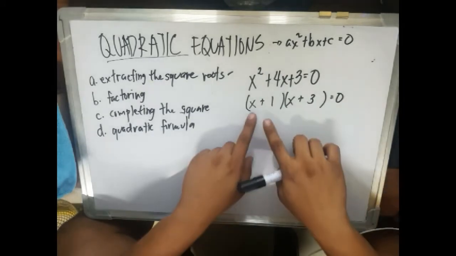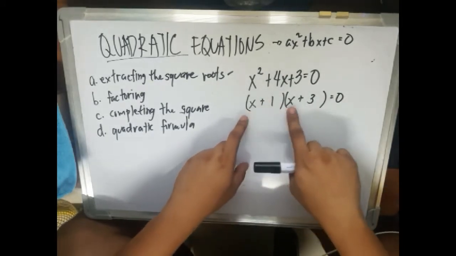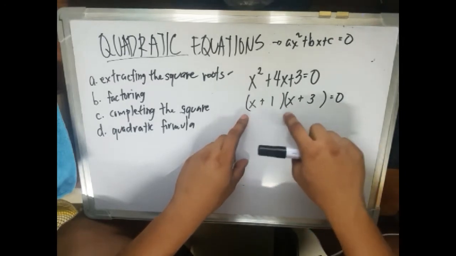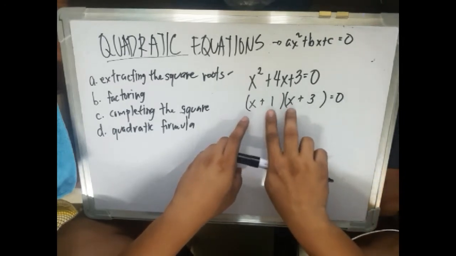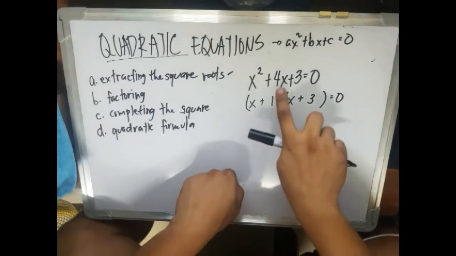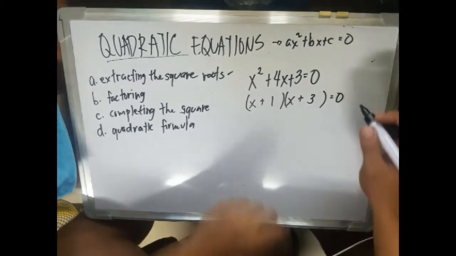So, check natin kung tama ba yung factor. So, x times x. Para ma-check, FOIL method. No, x squared, 3x, x plus 3. So, that is x, tong dalawang to, plus 3x. So, x plus 3x, we have 4x. So, check, tama yung factoring natin.